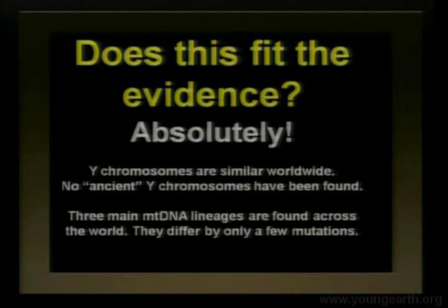Well, it turns out also, I said a second ago, there are 3 main mitochondrial lineages found across the world. Now, there could have been 2 if 2 of those daughters-in-law were sisters. There could have been 1. There could have been more. There could have been 10,000. The Bible's wrong, but there are 3.